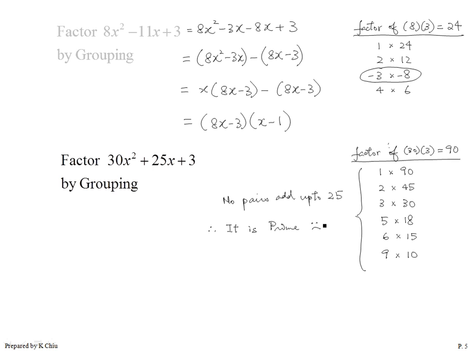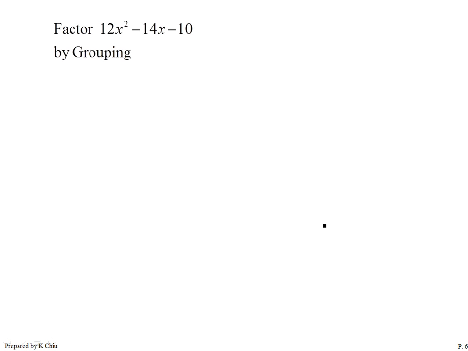List out all the possible ones. It's not difficult. We start with 1, 2, 3, 4, 5. You can quickly list them out and then check and see which pair is the possible pair. If really none of them work, then you can confidently, boldly justify that the expression is prime. Let's try out one more. Factor 12x squared minus 14x minus 10 by grouping.